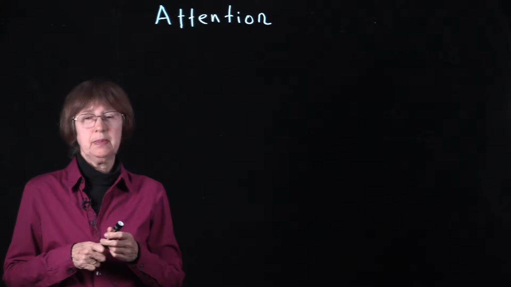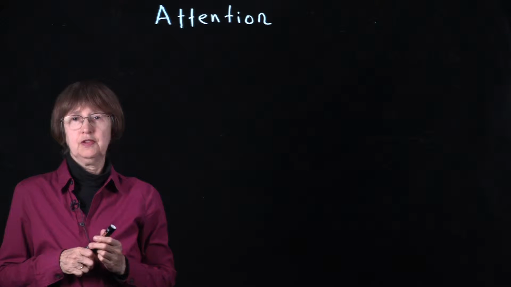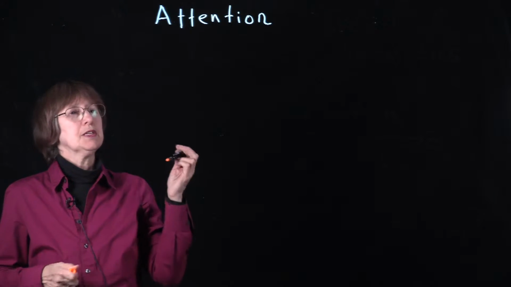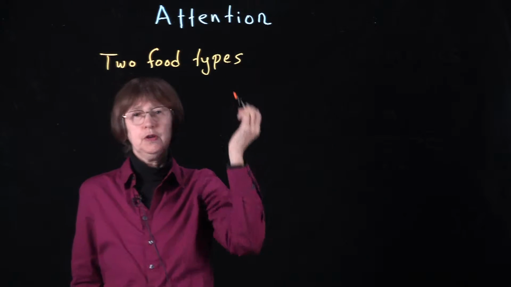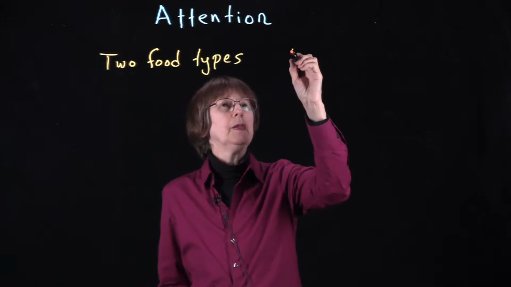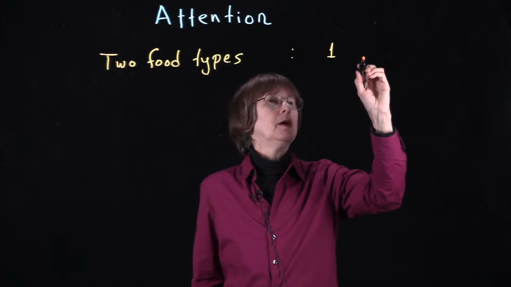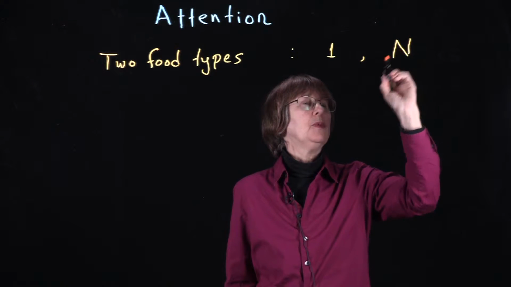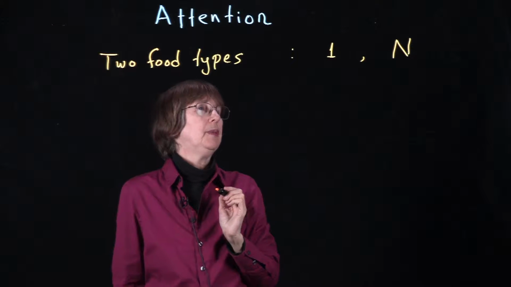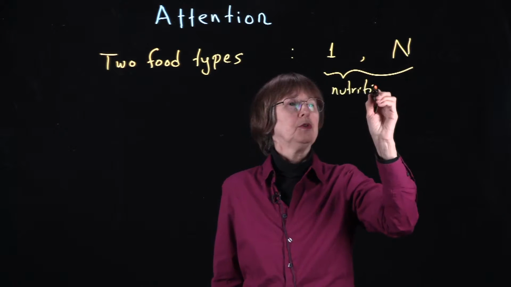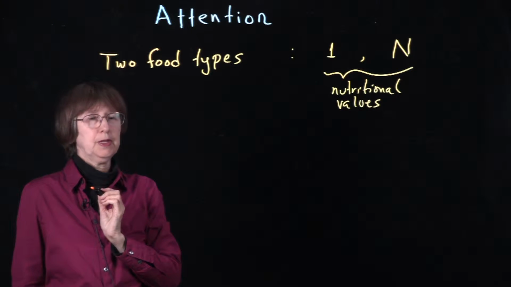We're going to be speaking about the idea of paying attention, and this will be an application of the chain rule. So consider an animal that has two food types with possibly different nutritional value. The nutritional value of one of them will be scaled to be 1. The nutritional value of the other food type will be n times that, so will be denoted by n. So these are nutritional values of each of the two food types.